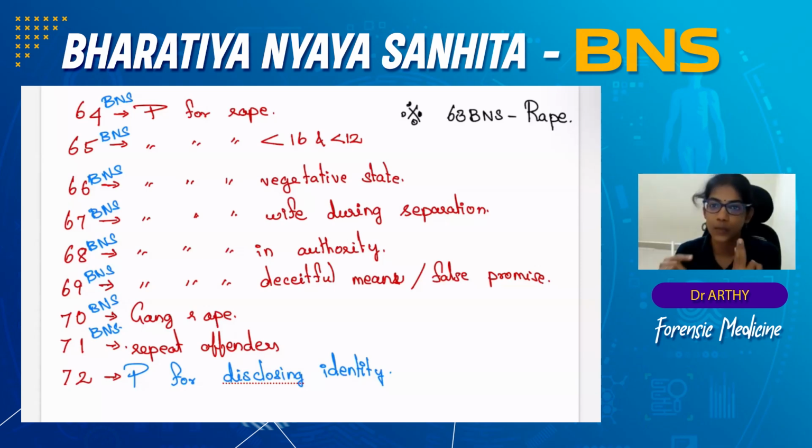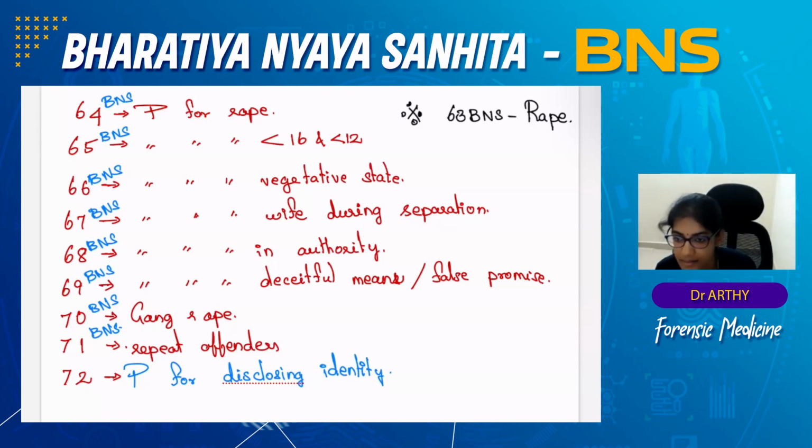66 onwards, we start with the story. Goes to buy a vegetable. Then comes the 67, where rape of his wife during separation is considered as rape. Then we talk about section 68, where the person in authority does a rape, it is dealt over here. 69 is under false promises. 70 is gang rape. 71 is repeat offender. And 72 is whoever discloses the identity of the female victim is considered over here.